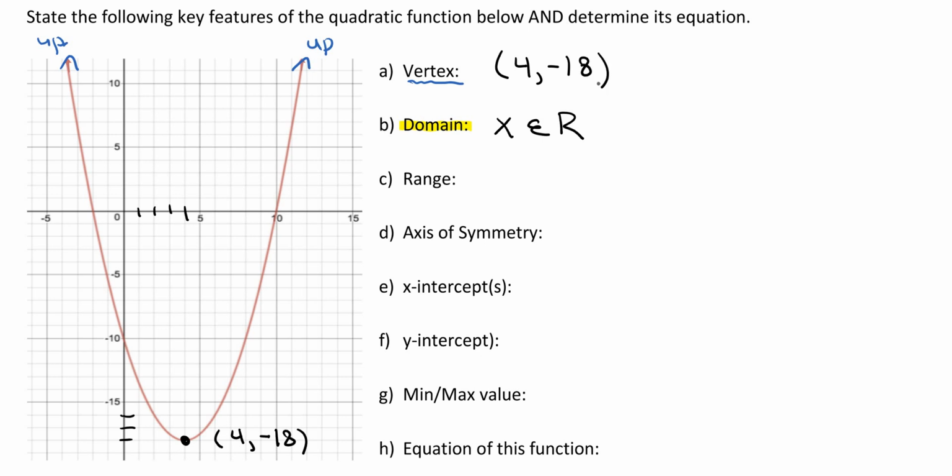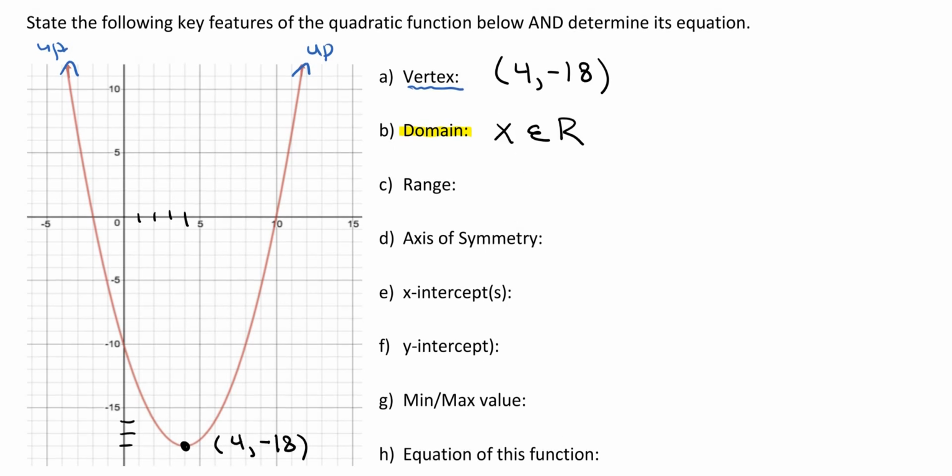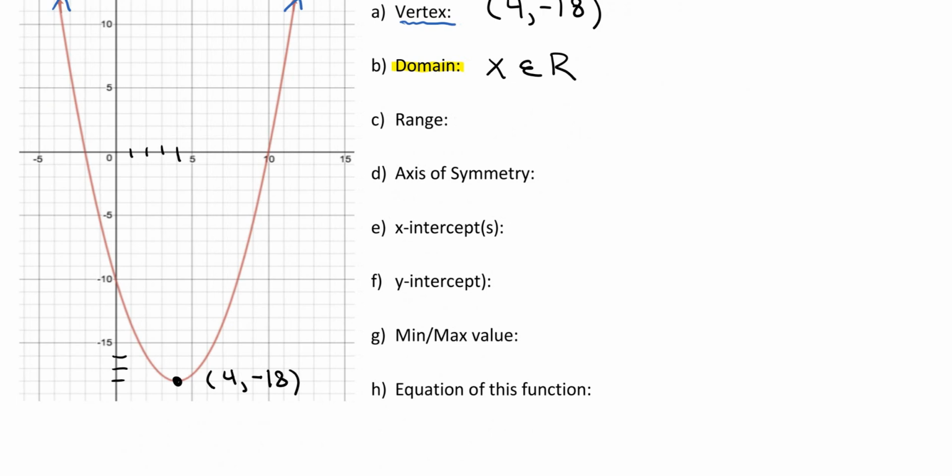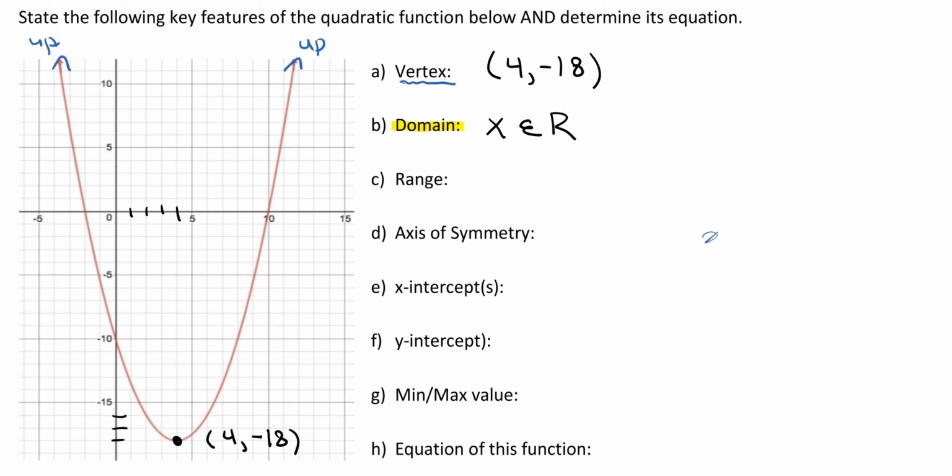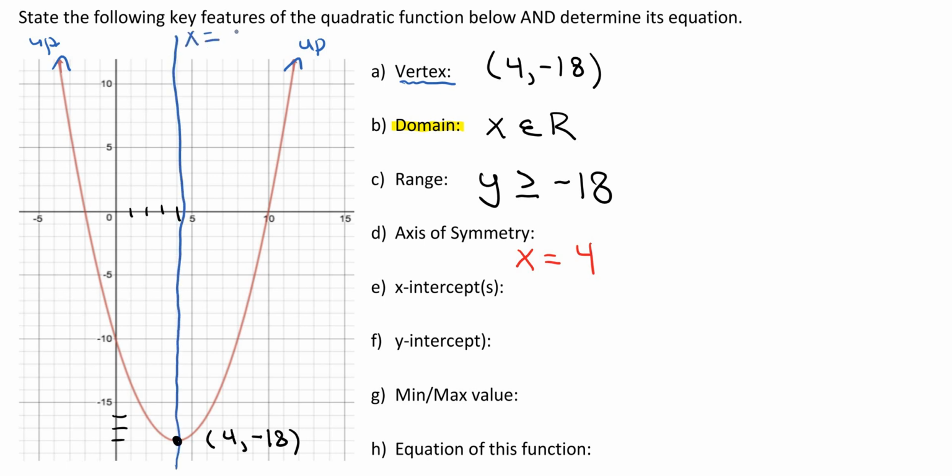All right, so the range. Well, this thing opens up, right? If it opens up, the range is always greater than or equal to. y is greater than or equal to, and we just take the y value from the vertex, which is negative 18, right? The lowest height is negative 18. Axis of symmetry. Well, for the axis of symmetry, we always start off by saying x equals, and it's just the x value of the vertex, which is 4. The axis of symmetry is just a line that cuts the graph in half. So this vertical line right here is x equals 4. That's the line that cuts the graph in half, so that we have symmetry on both sides.